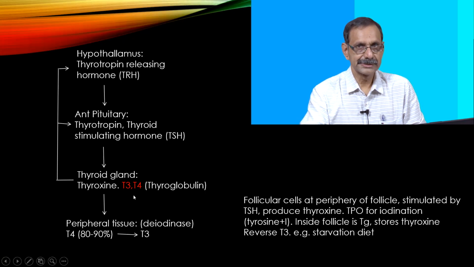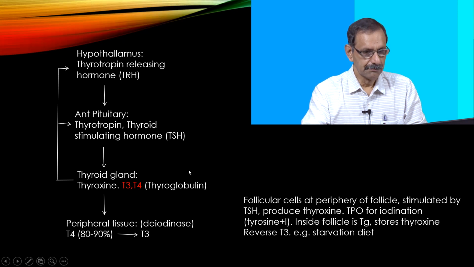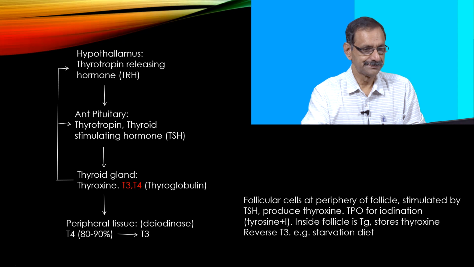thyroxine. Thyroxine is T3 and T4 together, and T4 is the vast majority. Some 80% will be T4 and some 10 or 20% will be T3. These two are bound to thyroglobulin within the thyroid follicle, and these T3 and T4 are synthesized by the thyroid follicle into the cavity of the follicle, where they get bound to thyroglobulin and stay there stored.